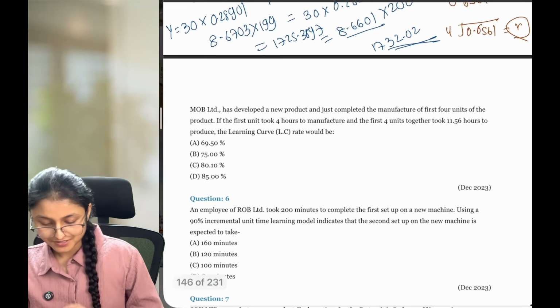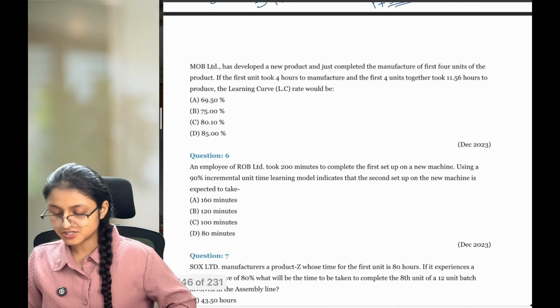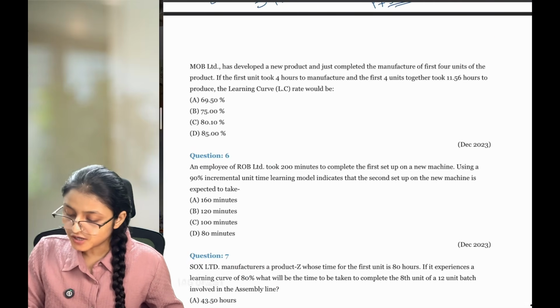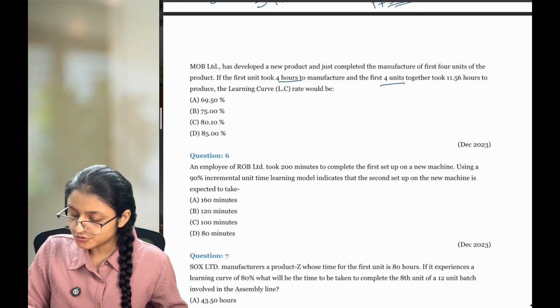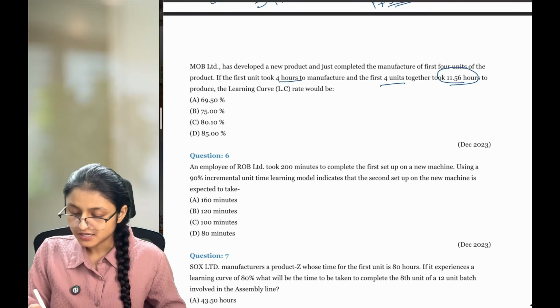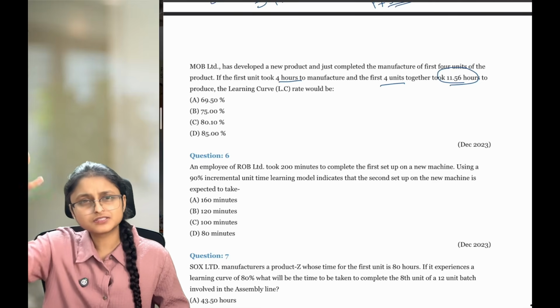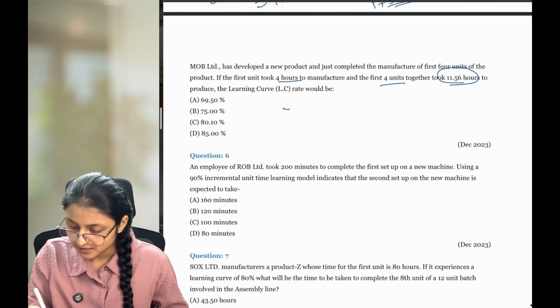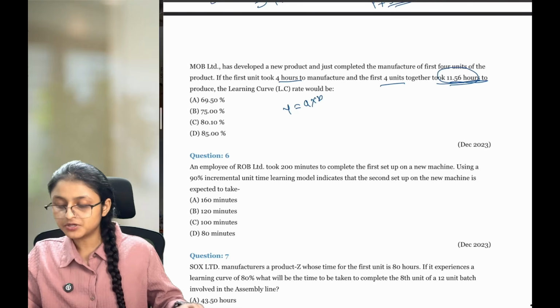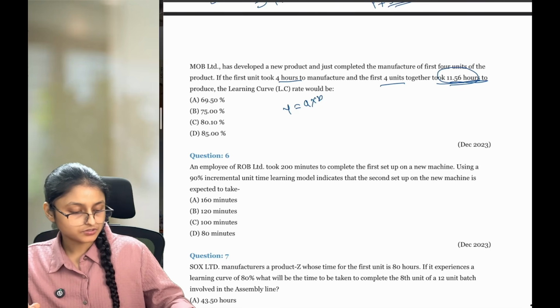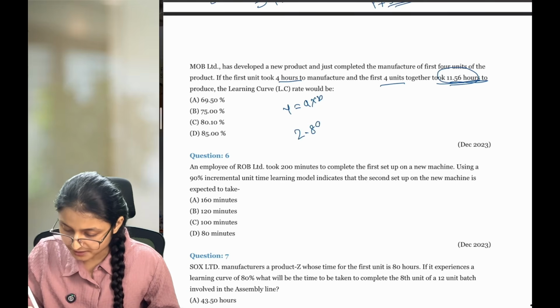Okay, done. Bomb Limited has developed a new product and just completed the manufacture of first 4 units of the product. First unit took 4 hours and the first 4 units together took 11.56 hours. You need to again calculate the learning rate. So this is similar to the previous question which we have seen. Y is equal to ax to the power b is what we use. Y is the average time per unit for total 4 units. So 11.56 is the total time for 4 units. Divided by 4 will give you average time.